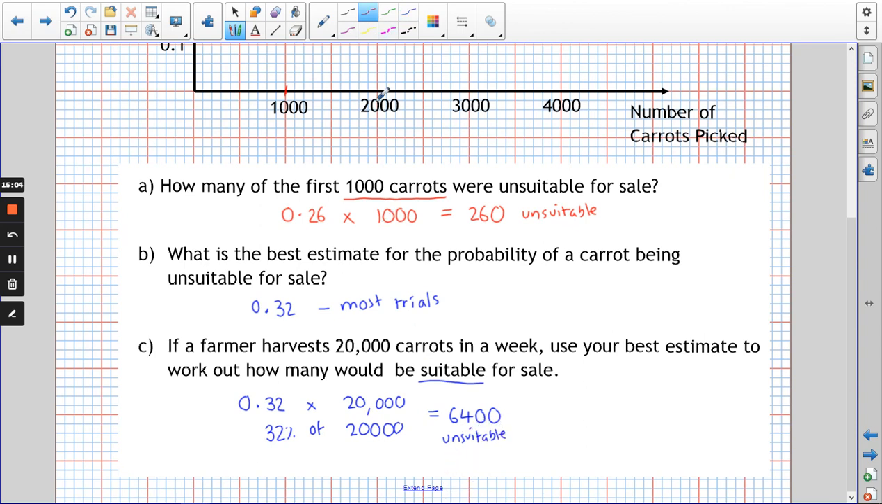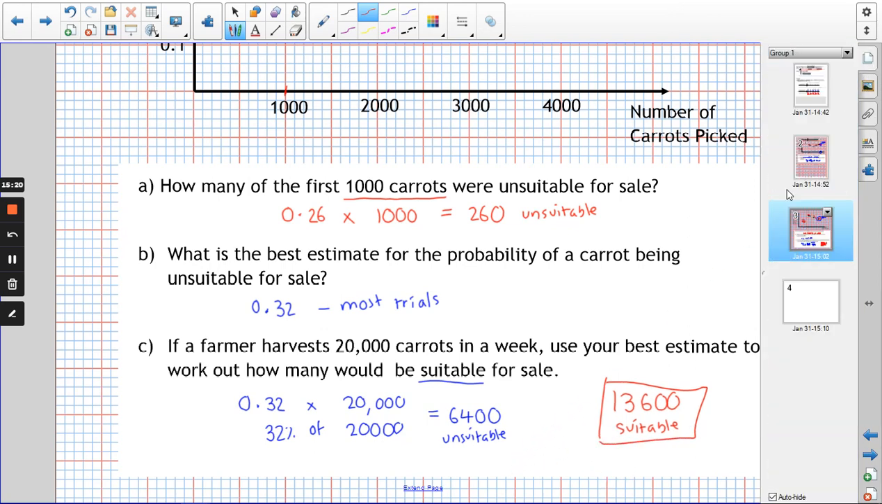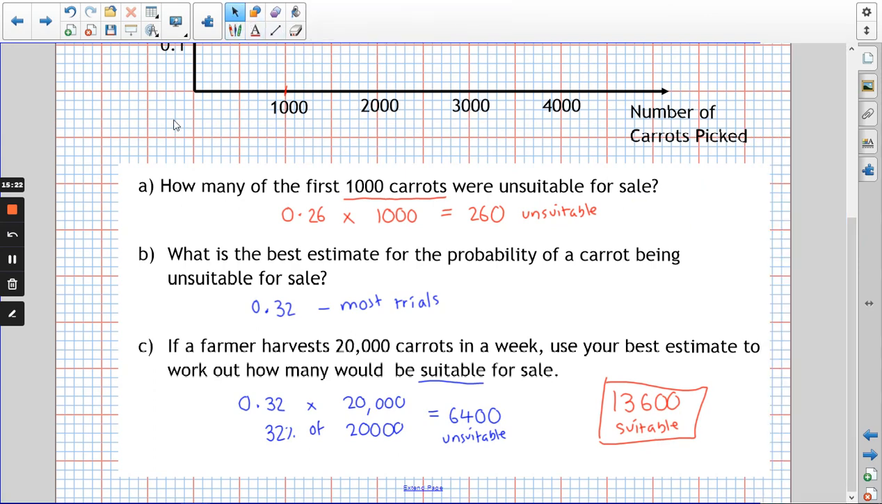So now we can work out how many would be suitable. It would be 13,600 that are suitable for sale. I just took away from 20,000 at the end there to work out how many would be suitable for sale. And that pretty much covers everything you need to know about relative frequency.